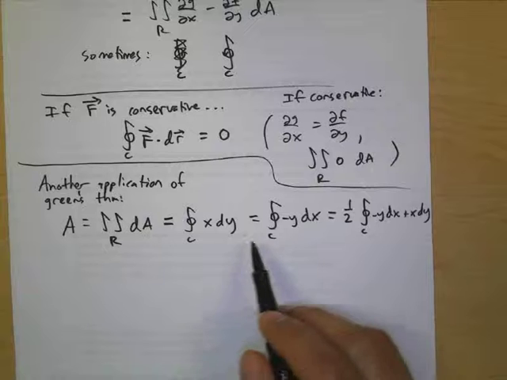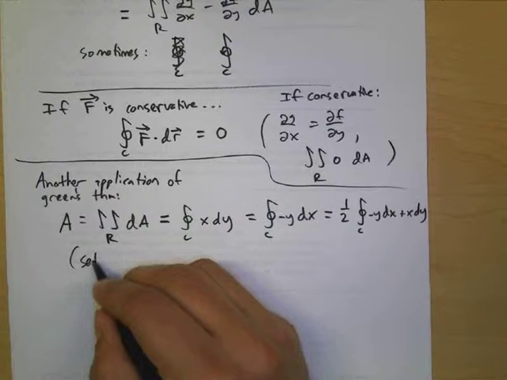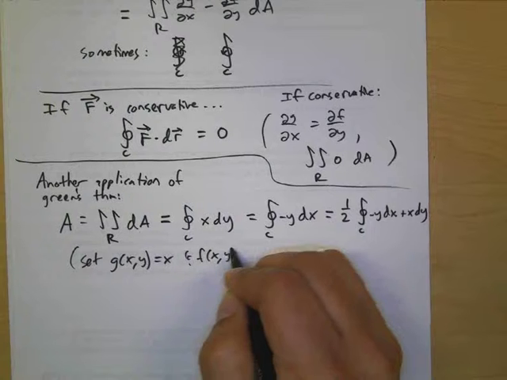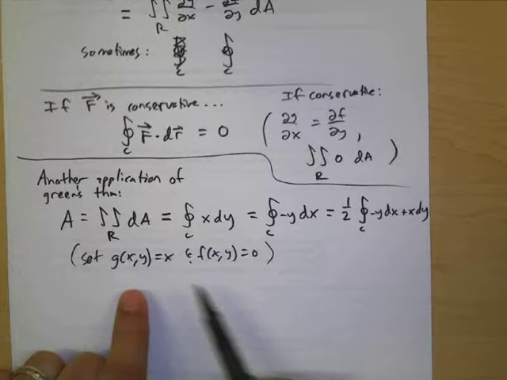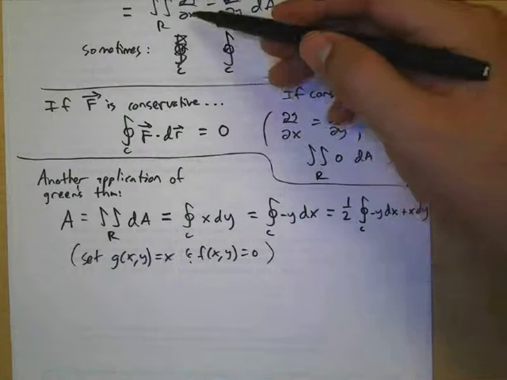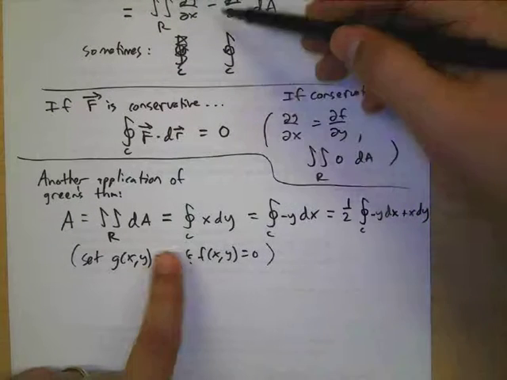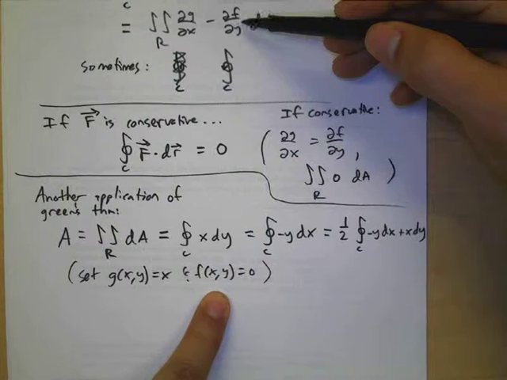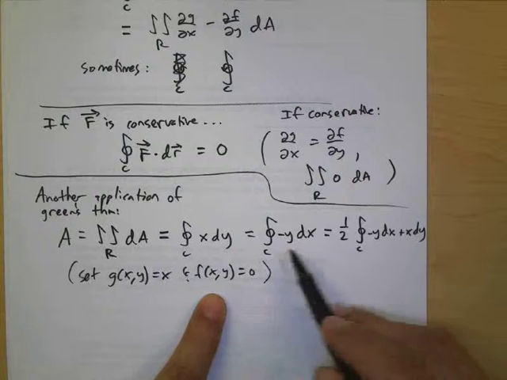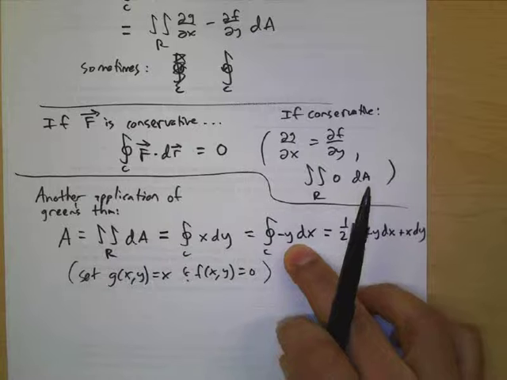Okay, now if you're not seeing where the connection is to this, you could set g of x, y equal to x, and f of x, y equal to 0. So then if g of x, y is equal to x, in the calculation here, what would partial g partial x be? Then partial f partial y would be 0. So we're left with just 1 dA. Okay, so that's where these are coming from. And then you can argue the same thing here. So if we set f of x, y to negative y, we also get 1 dA.